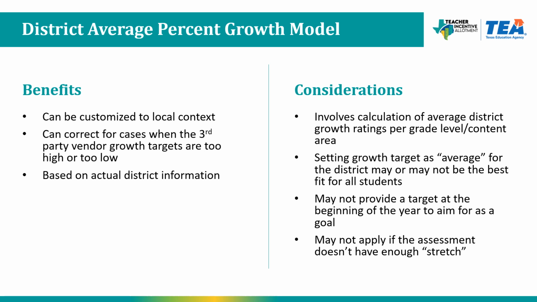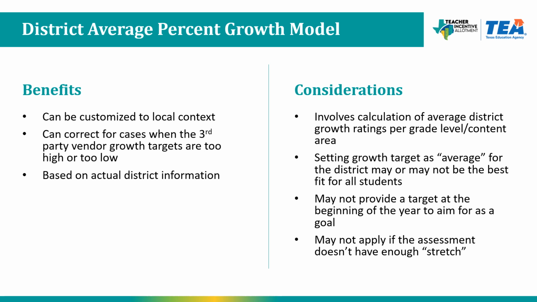One benefit of using the district average percent growth model is that it can correct for cases when the third-party vendor growth targets are too high or too low. This is the most common reason that districts use this model. Oftentimes, the vendor growth targets may not represent a district's local context. Districts may choose to use this model to avoid over or under designating teachers.